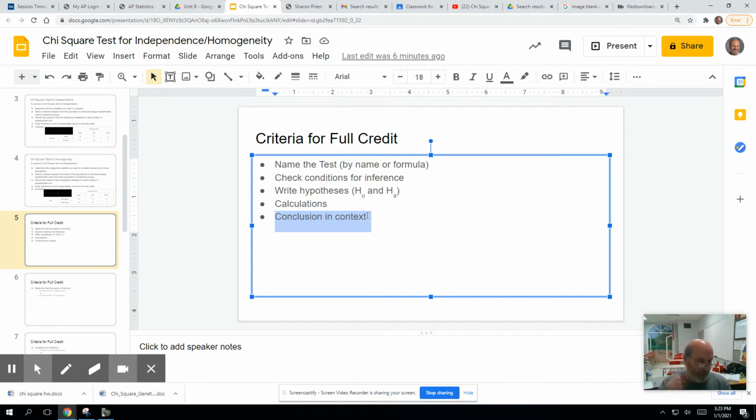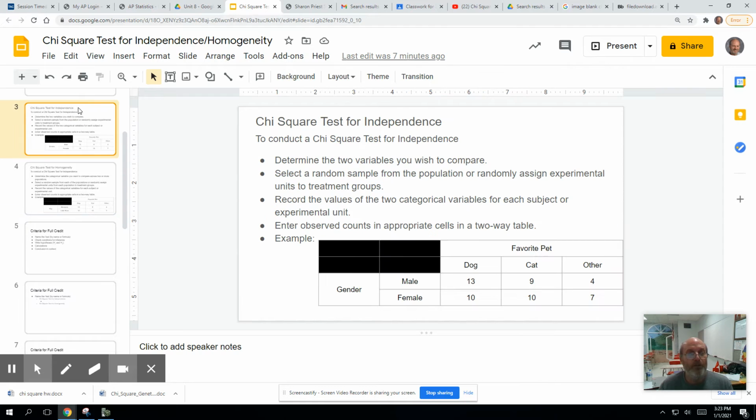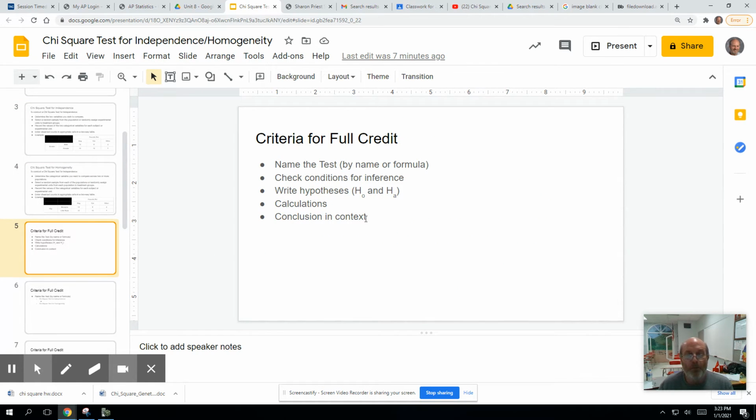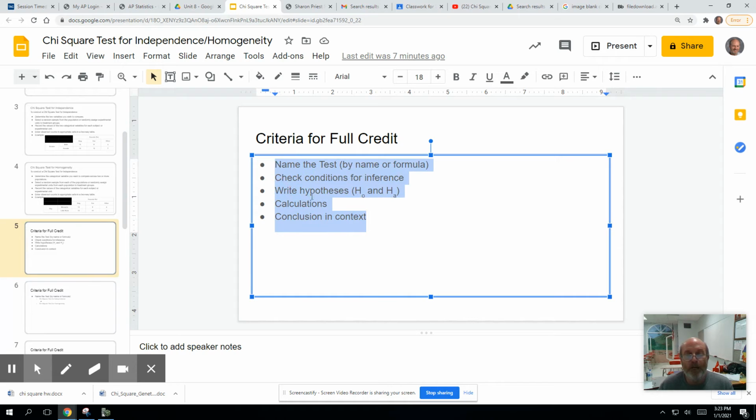Anytime we see a problem that asks for evidence, statistical evidence, or is there statistical evidence, or is there evidence to suggest, then we need to perform a hypothesis test. And if it's comparing categorical variables, in this way, we could either use the chi-square test for independence or the chi-square test for homogeneity. But we must do all 5 of these things to get full credit.